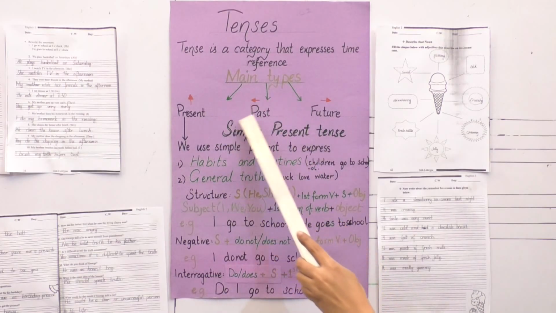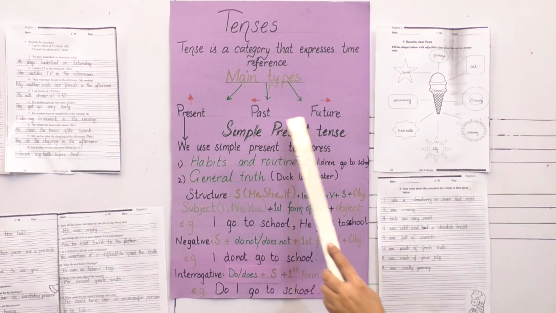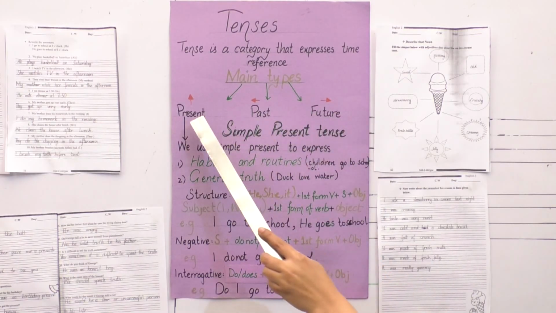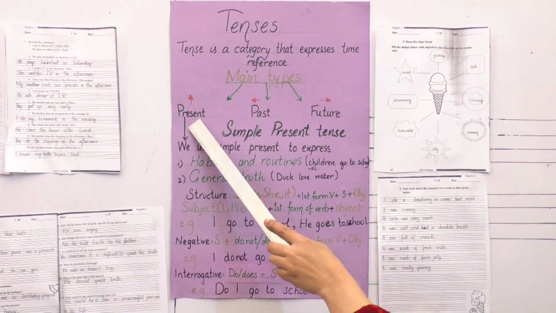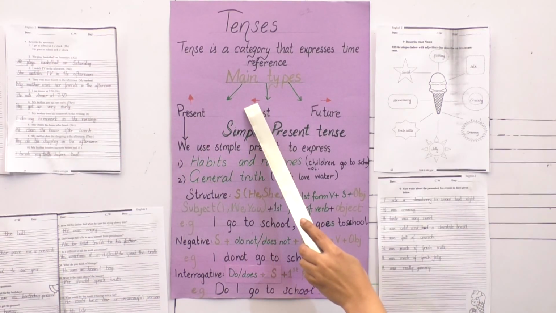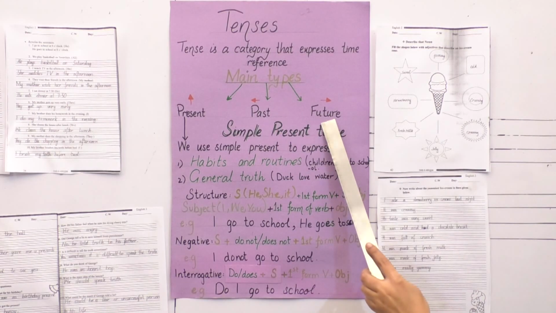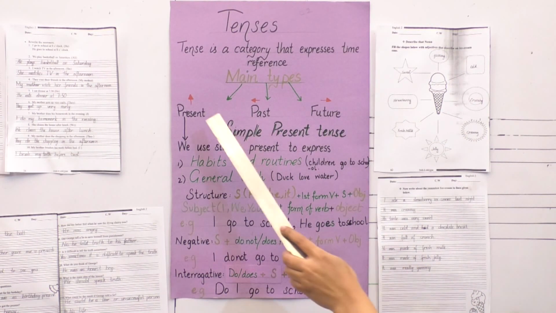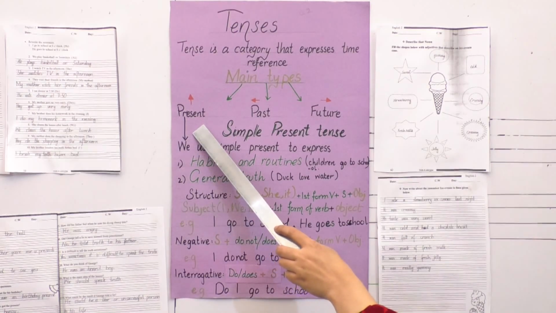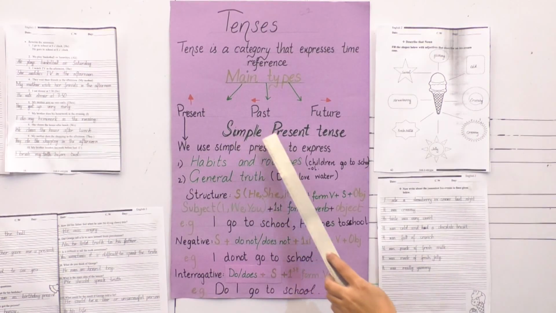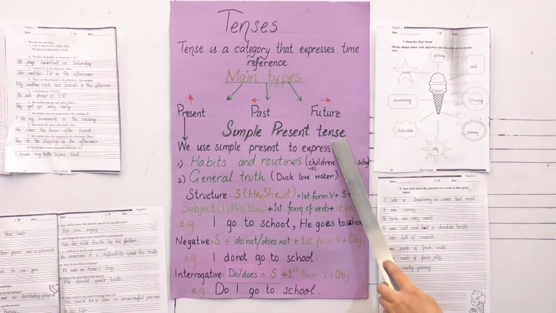Now there are basically 3 main time spans: present, past and future. In present, we discuss what is happening. In past, we discuss what has already happened, and in future, we tell what is going to happen. Now from page number 30 to 34, we are going to do simple present tense exercises.